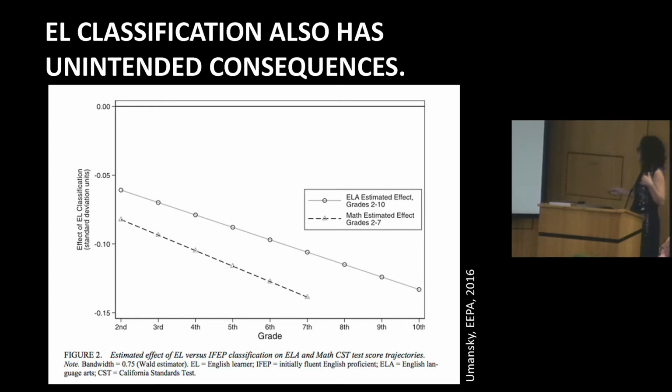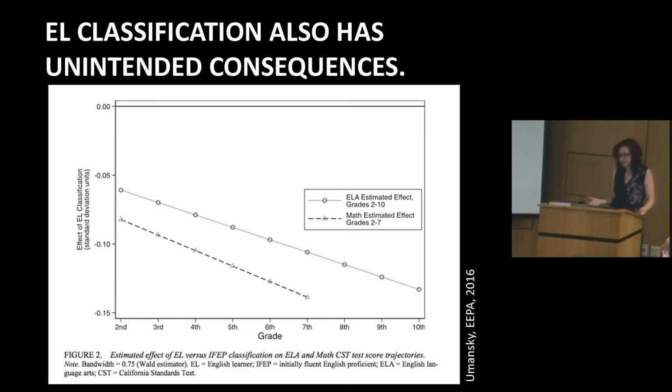This is ELA and this is math. Here's the 0 line. So you can see that for students at the margin, EL classification harms both their English language arts and their math achievement over time, and that harm increases as they move through grades. So this is really surprising, right?